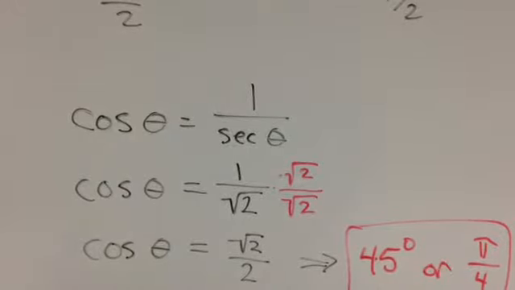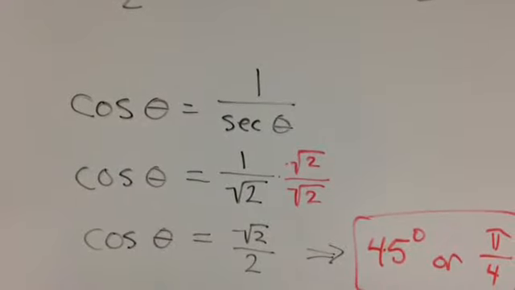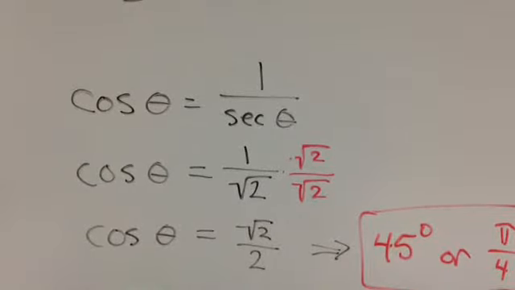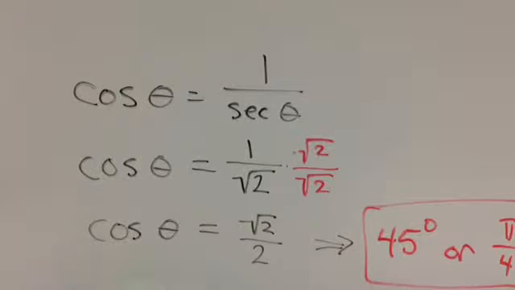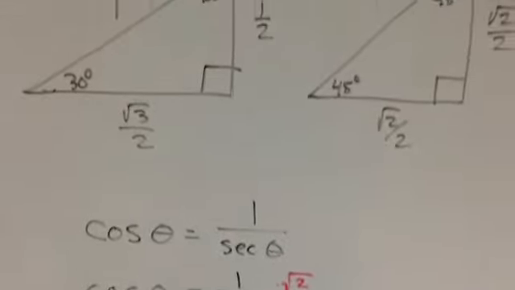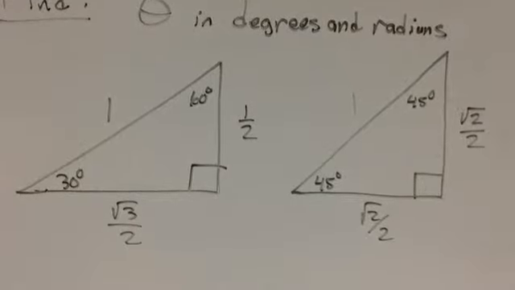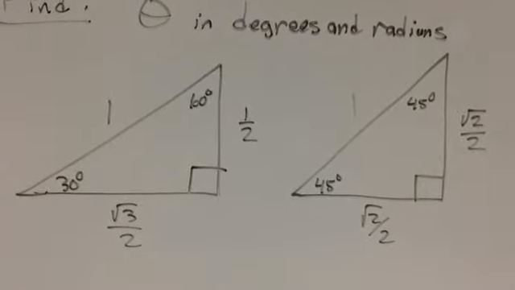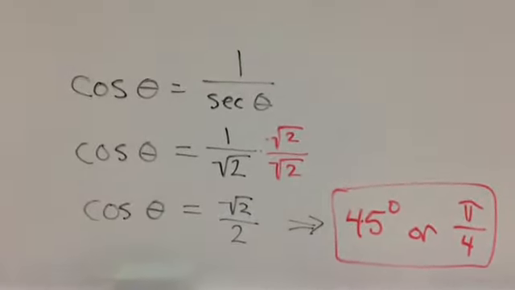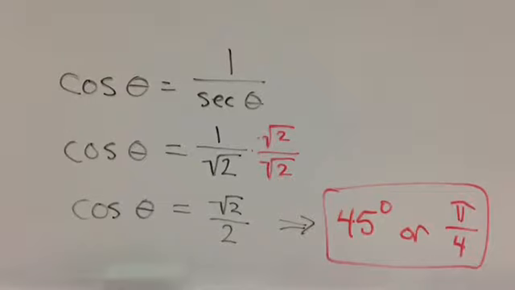Since secant of theta in this problem is square root of 2, the cosine of the angle would have to be 1 divided by the square root of 2. Because we can rationalize the denominator, we get cosine of our angle should be equal to square root of 2 over 2. Referring to our two triangles, cosine of 45 degrees being square root of 2 over 2 from the 45, 45, 90 triangle gives us our answer. The angle should be 45 degrees, or pi over 4 radians.